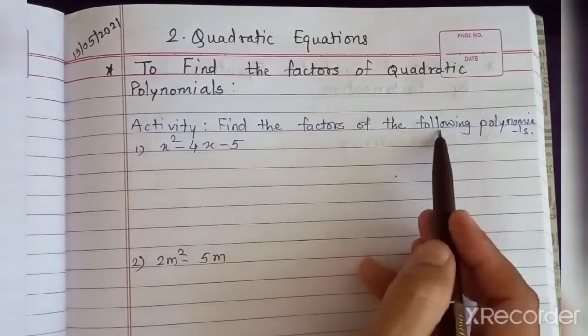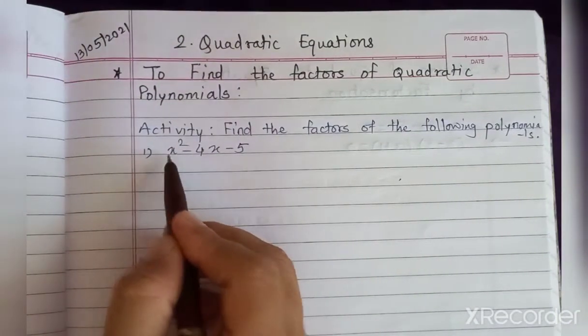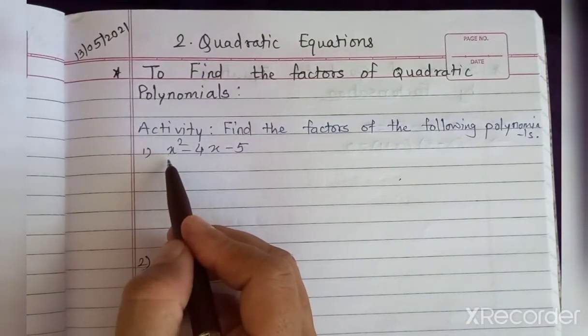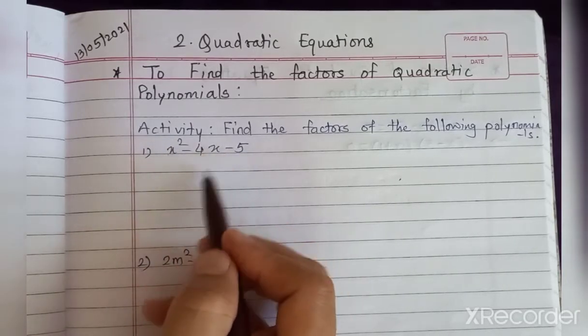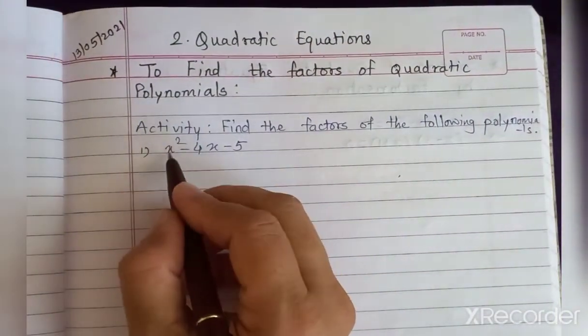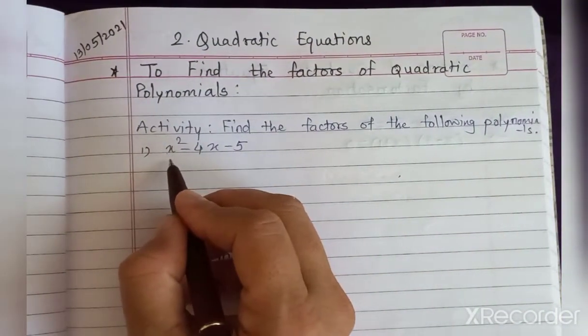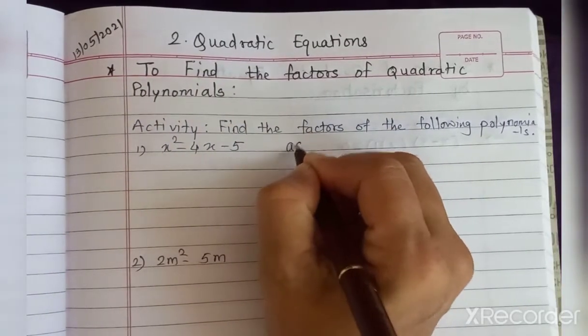So what is that activity? Find the factors of the following polynomials. Here you can see one example of a polynomial is given: x square minus 4x minus 5. So how to find the factors of the polynomial? We are just going to revise. The very first step is to find the value of AC.